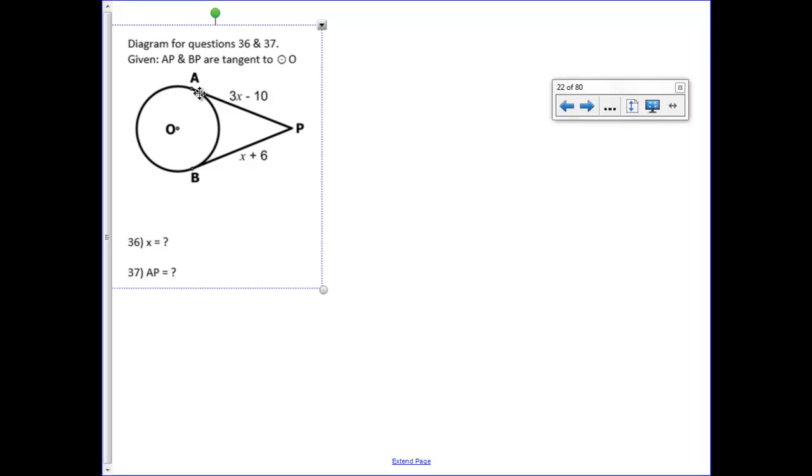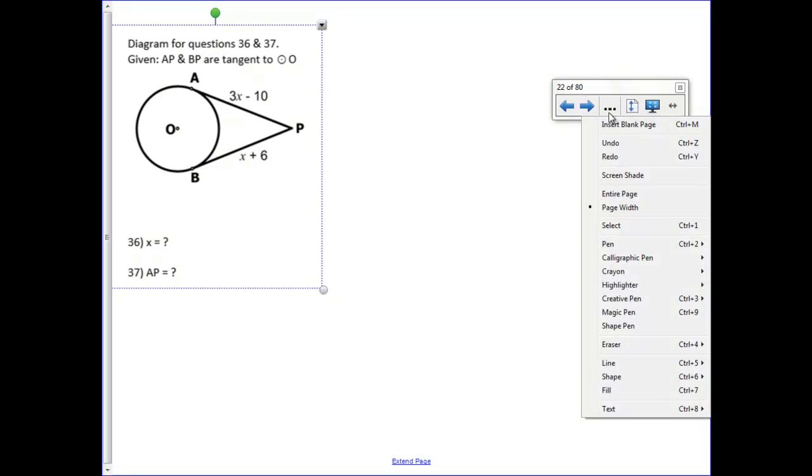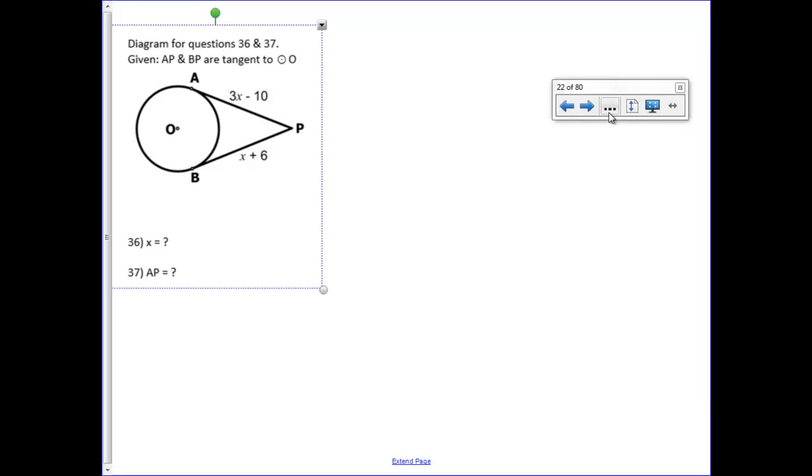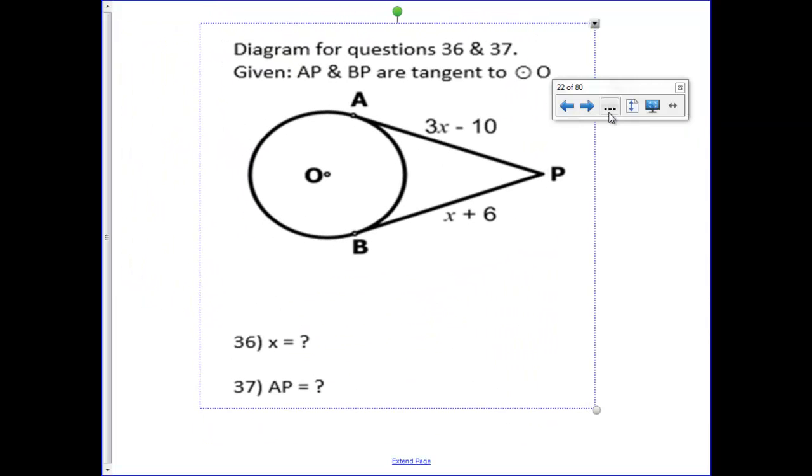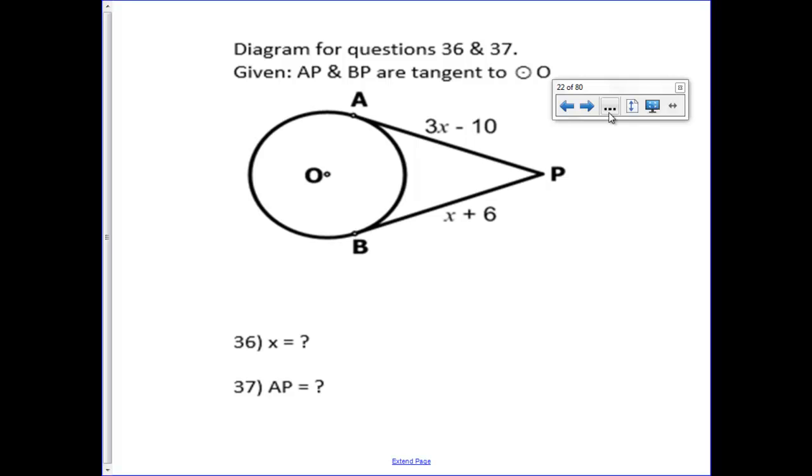Okay, 36 and 37. So this deals with two tangents to a circle. What's true about the two tangents? Well, the two tangents meet up at the same external point, point P. What's true is the tangents are congruent. So then it makes sense to set their measures, which are represented by expressions, equal. So 3x minus 10 is equal to x plus 6.